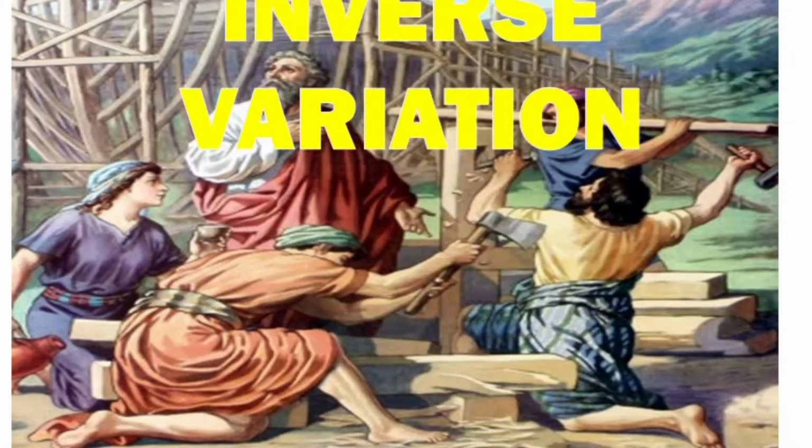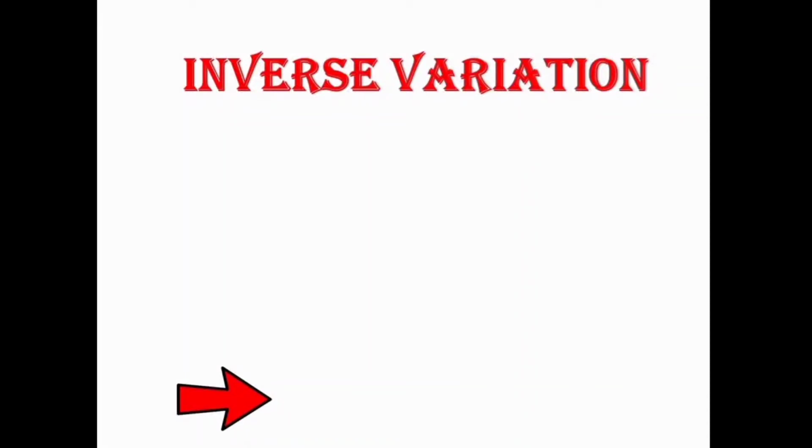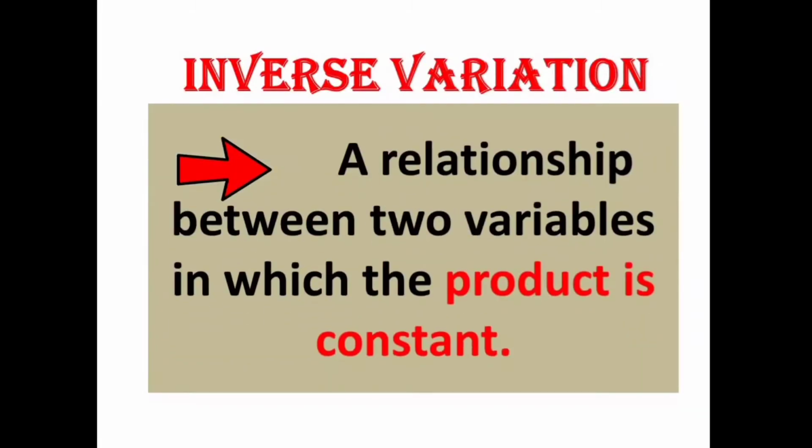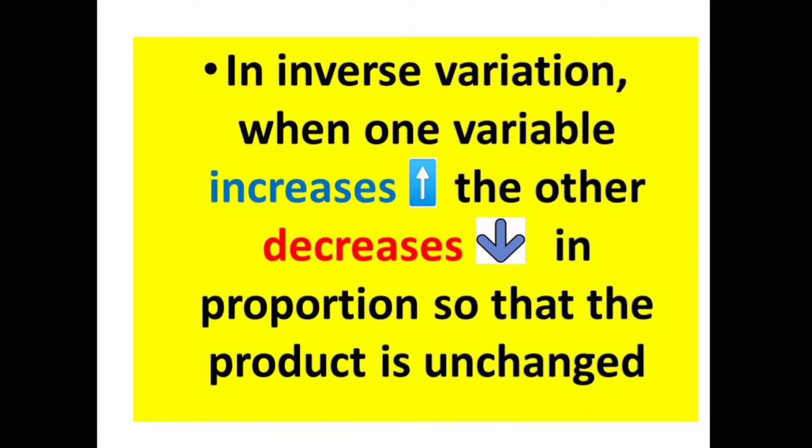Our topic for today is about inverse variation. What is inverse variation, class? Inverse variation is a relationship between two variables in which the product is constant. In inverse variation, when one variable increases, the other decreases in proportion so that the product is unchanged.